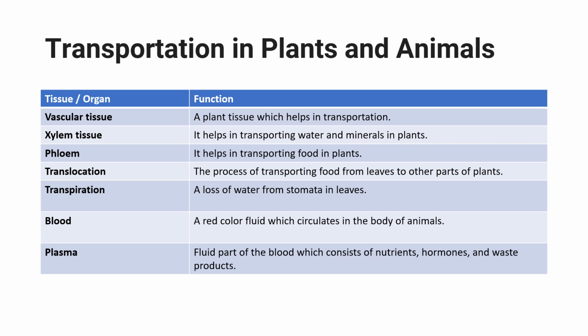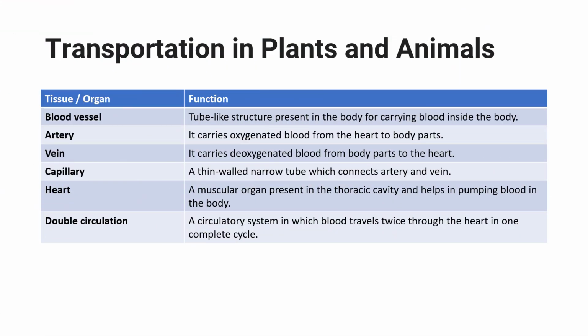Blood, a red color fluid which circulates in the body of animals. Plasma, fluid part of the blood which consists of nutrients, hormones and waste products. Blood vessel, a tube-like structure present in the body for carrying blood inside the body.